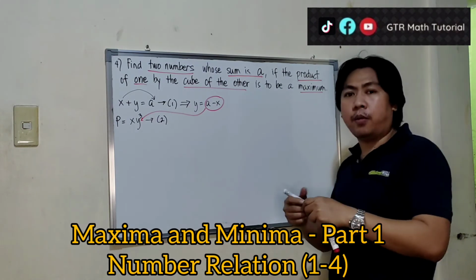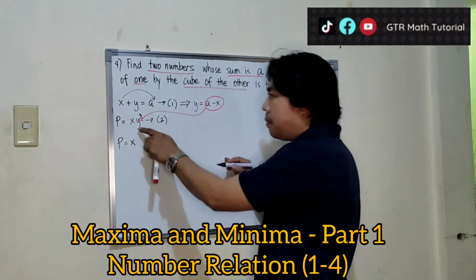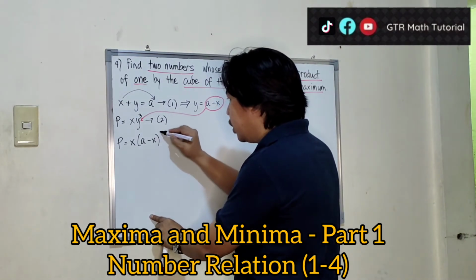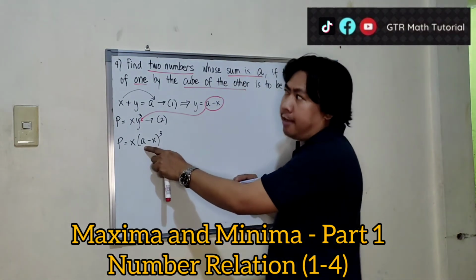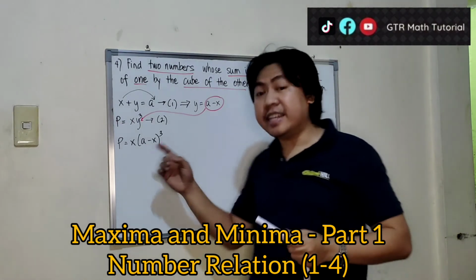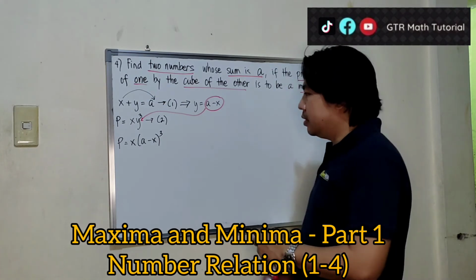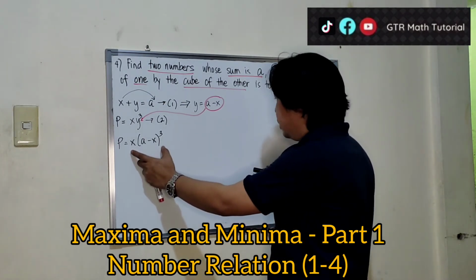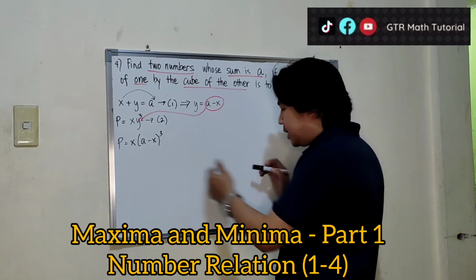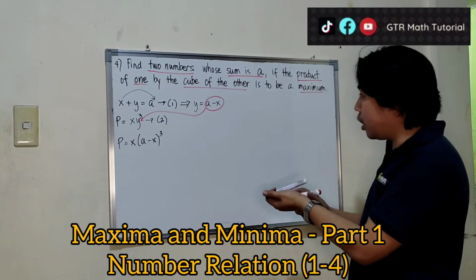So therefore, substitute a minus x for y. Okay, so therefore, our equation will be P is equal to x times the value of y, which is a minus x, so we have a minus x cubed. A here is constant because the sum of two numbers is a. So a is constant. Okay, so now differentiate. So we can use the power rule in finding the derivative of this. So this is our product rule.